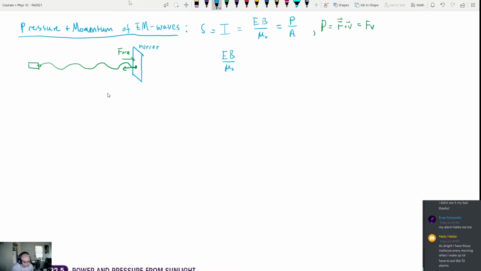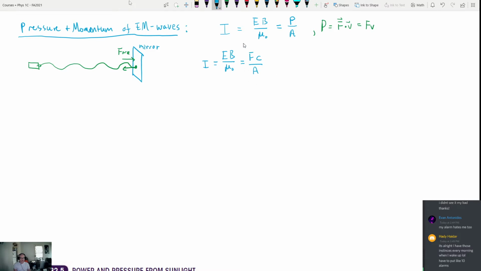Are we going to use average, really? I'm not going to write this part here yet. We'll just say that's intensity. I know for a fact that this is intensity, so we can work with that for now. So EB over mu naught is our intensity, and we replace power with force times velocity. But because the velocity is the speed of light, we're going to put c right here, and that's divided by A.